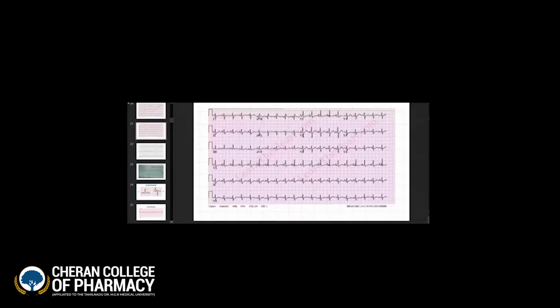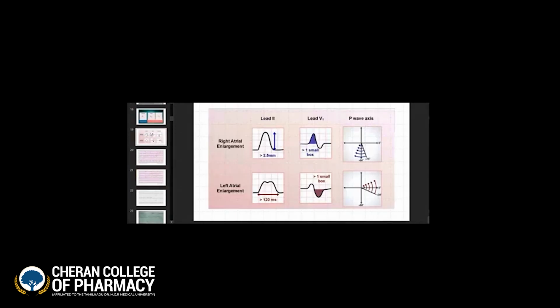Now coming towards the left part, how does the left part look like? This is the left part, right? The right part gets enlarged. The left part is making an M-shaped notch. As you can see, if a patient is suffering from left atrial enlargement, in the P wave there is an M-shaped notch. This is the M-shaped notch, showing left atrial enlargement.